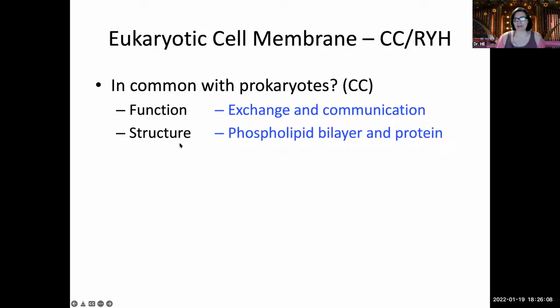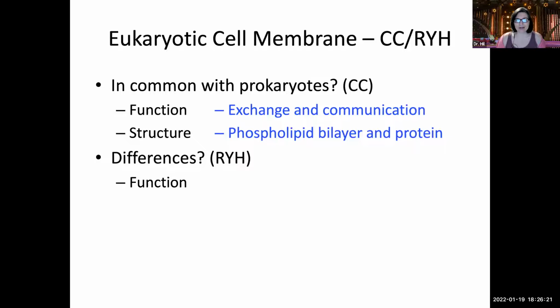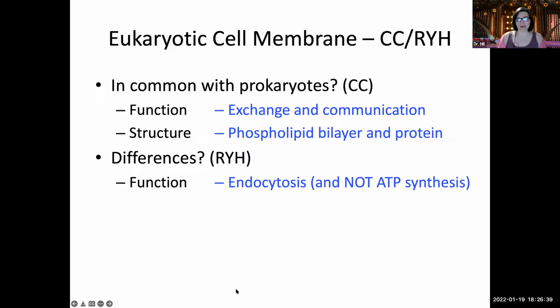Structurally, they're similar. They're phospholipid bilayer and embedded membrane proteins. That's also the same. But there are some important differences, okay? So one of the things that we talked about last time is that bacteria and other prokaryotes often put electron transport chains and ATP synthase in their cell membrane in order to facilitate respiration and photosynthesis and other major biochemical pathways. But that's not found in eukaryotes because they delegate that to mitochondria and chloroplasts.